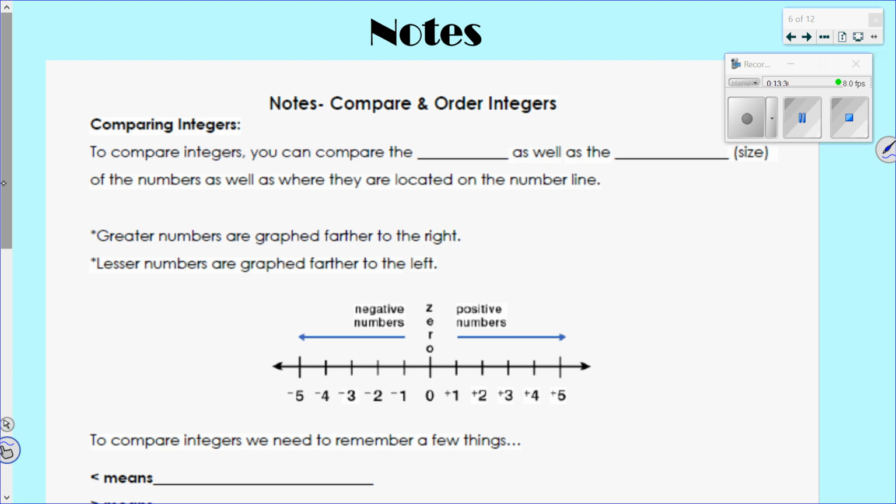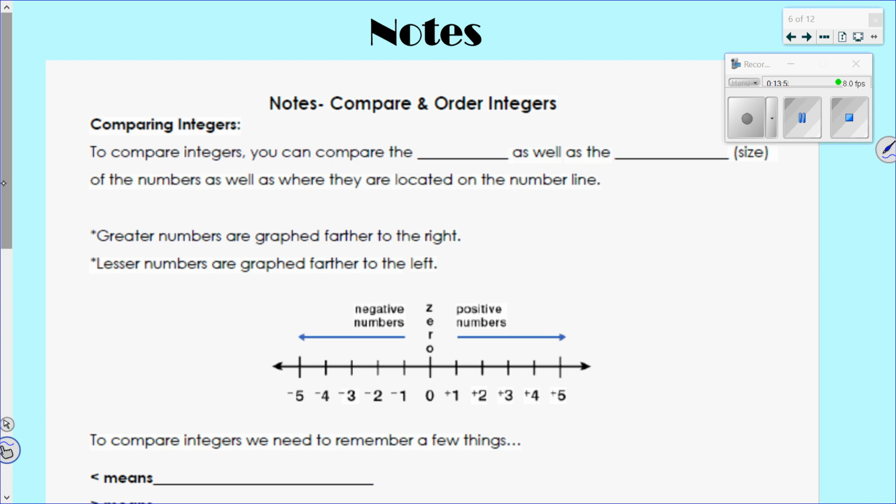Okay, our next part. Now we're on notes. So go ahead and turn to the next page. This is why we photocopied the pages even though they're in your module, because we wanted to give these additional notes as well. And this just makes it easier rather than switching back and forth. So to compare integers, we can compare both the blank as well as the blank or size of the numbers, as well as where they're located on the number line.